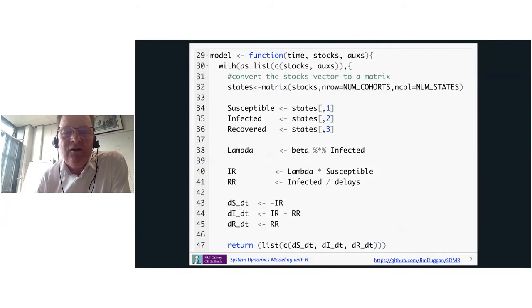But then in R, we convert that to a matrix. So the first line of code there is states is a matrix where we take in the stocks, and we have 3 rows and 3 columns, where n row is the number of cohorts. And this is where it is quite flexible to extend it. So if you had 100 cohorts and maybe 5 different states, this code would still work because you just define those values outside of the function.